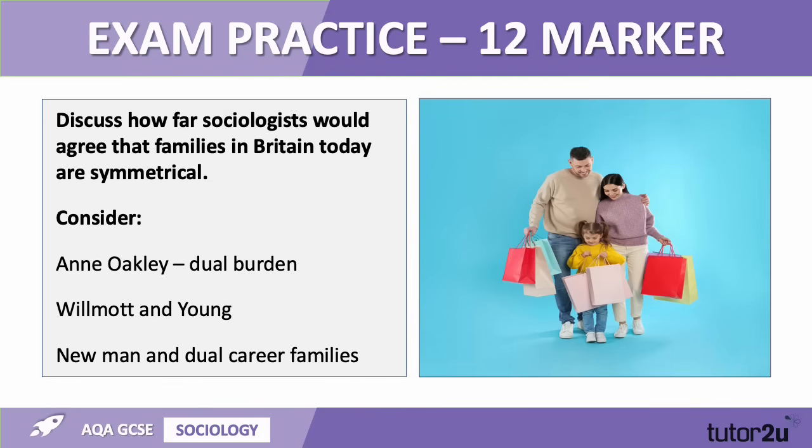We're going to finish this section by looking at a 12-mark question. The question is, discuss how far sociologists would agree that families in Britain today are symmetrical. We want you to consider Anne Oakley and the idea of the dual burden, Willmott and Young, who obviously came up with the theory of the symmetrical family, and the idea of new men and dual career families.